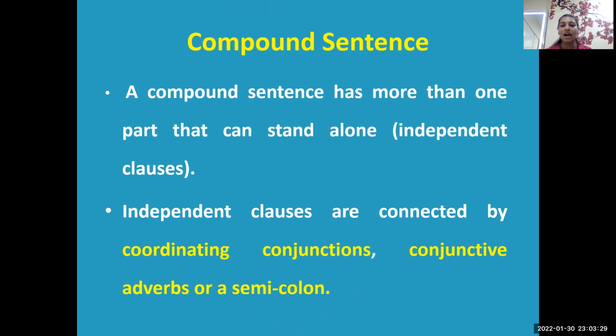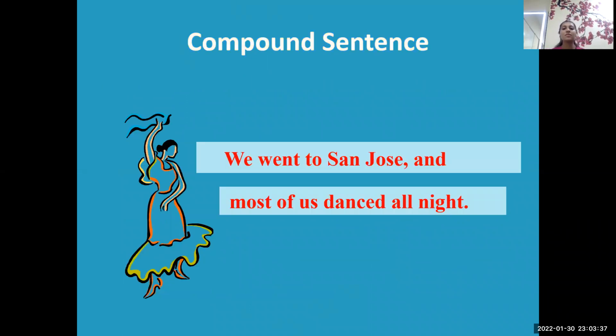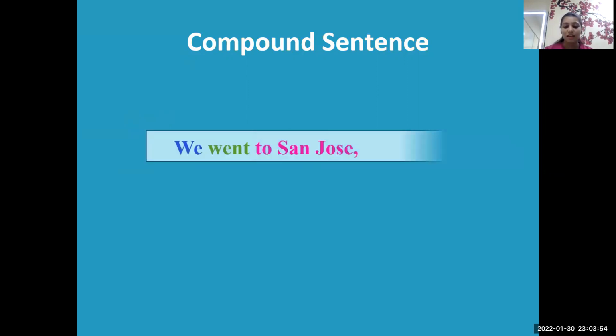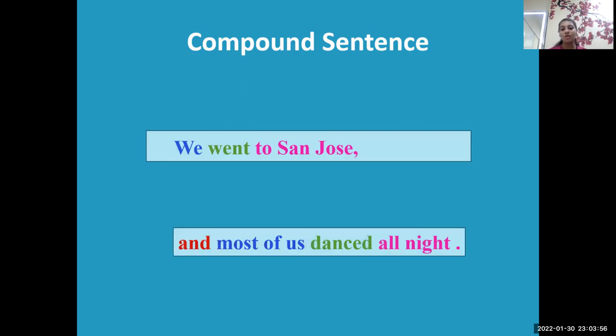So let us see how a compound sentence is structured and how the independent clause plays in over here. Here is a compound sentence with an example: we went to San Jose and most of us danced all night. Let us break down the parts of this sentence and understand which part is acting as what.